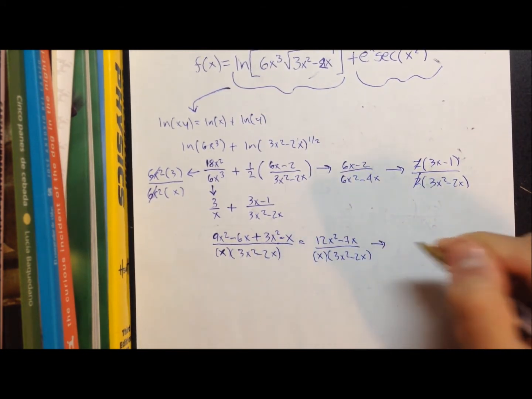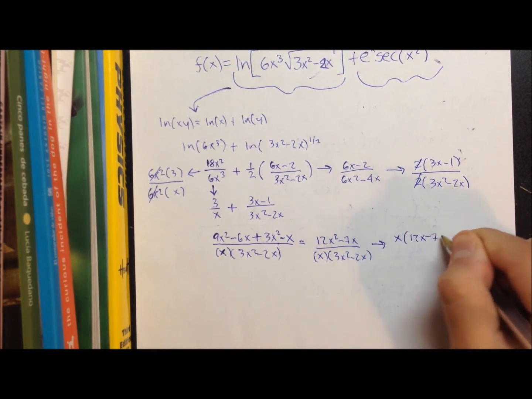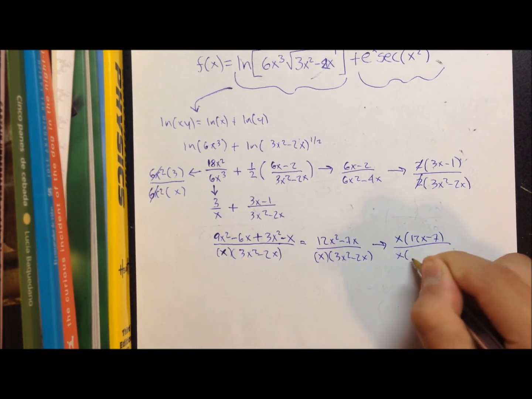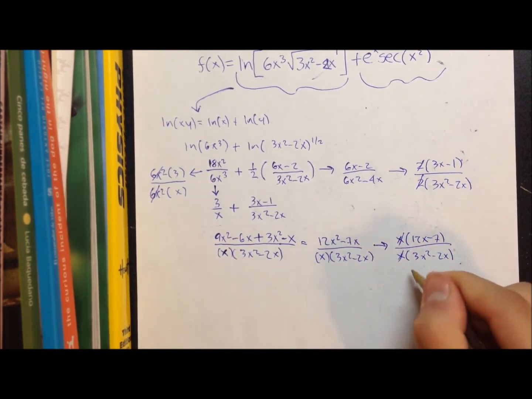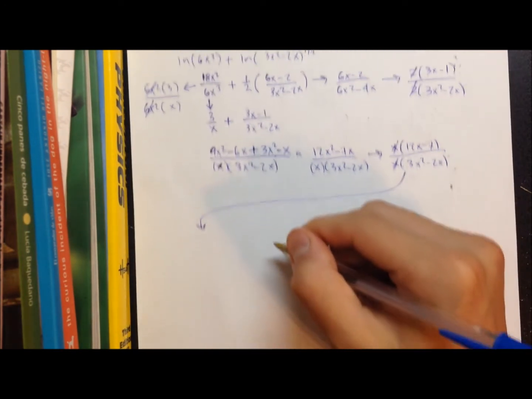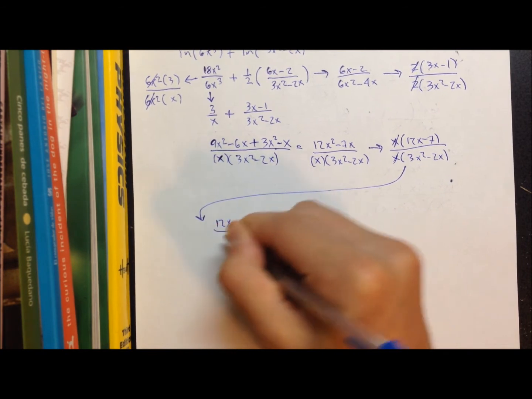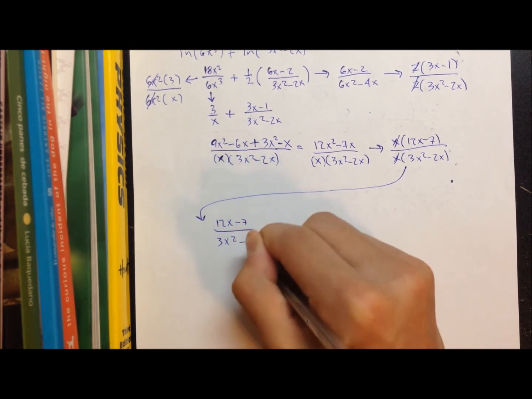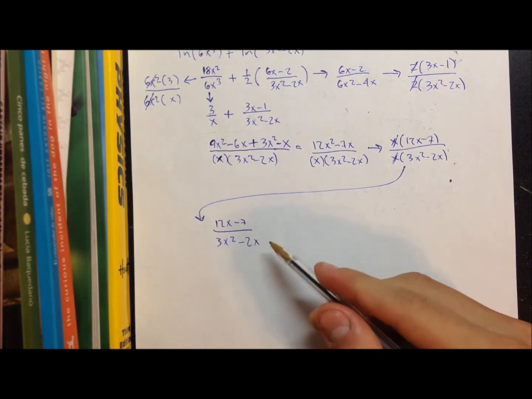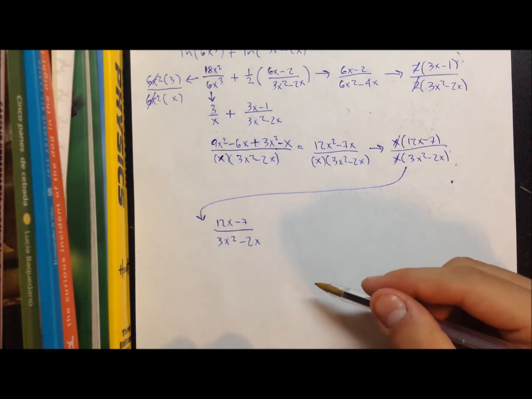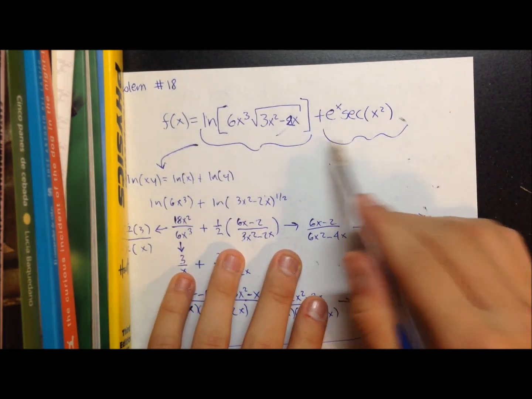We can factorize this by taking out an x. It's gonna be 12x minus 7, and the x we had already, 3x squared minus 2x. We cancel the x's, and we have this, which is 12x minus 7 over 3x squared minus 2x. This is the derivative for the first part. We didn't finish it. We need to find the derivative of the second part, which is this one, and then we're gonna add them.